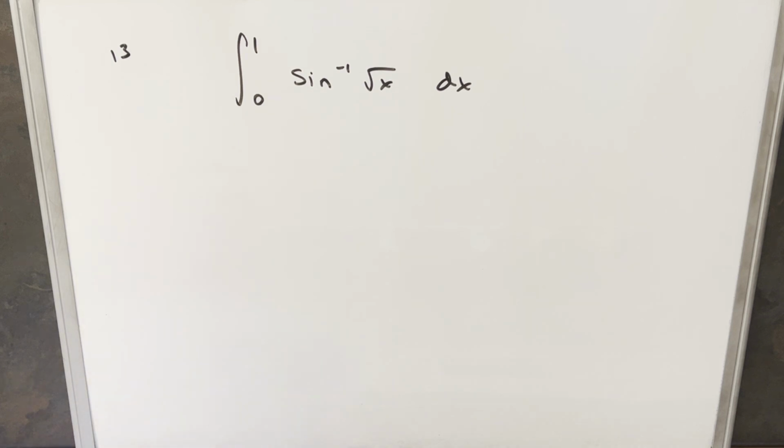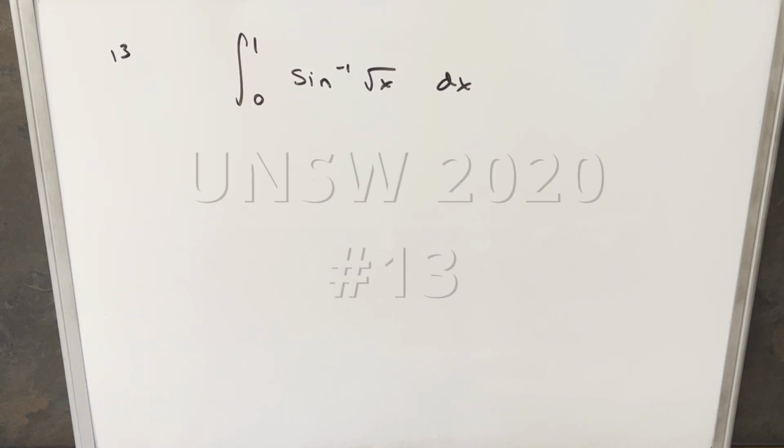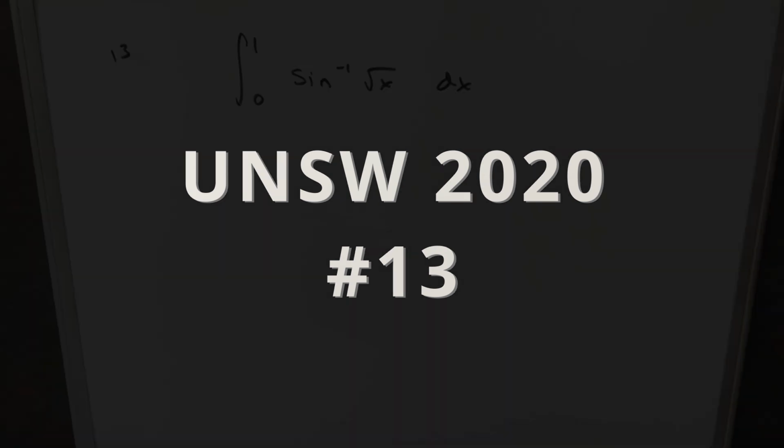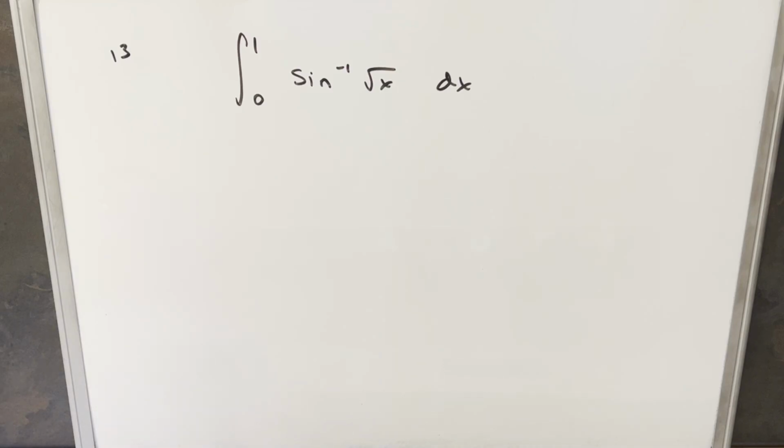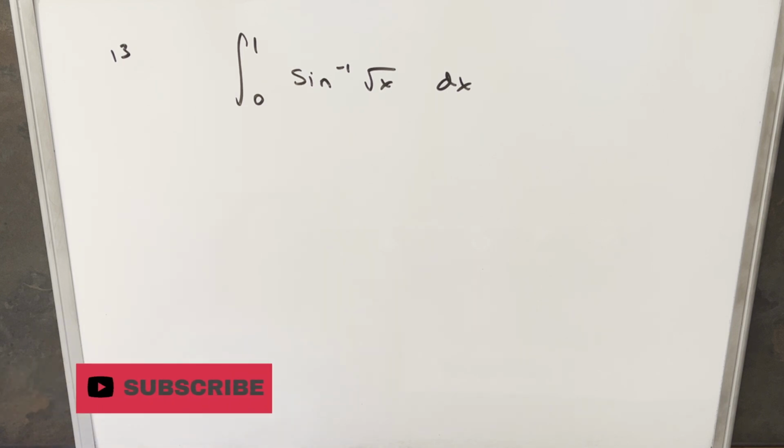Okay, we have here today a pretty interesting looking integral from the UNSW Integration Bee 2020. This one was problem 13. I have here the integral from 0 to 1 of the arc sine square root of x dx. And when I was doing this, I feel like maybe I was missing a shortcut or something. Let me know if you had a better way to do this, but I kind of just did the most straightforward thing and went for a u substitution.